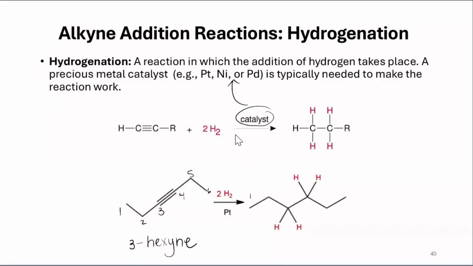If I number the carbons 1, 2, 3, 4, 5, and 6, we see that carbon 3 and carbon 4 used to be triple bonded. Upon the reaction happening, now they're going to be single bonded, and each of them is going to receive 2 hydrogens. So 3-hexyne converts to hexane upon hydrogenation.